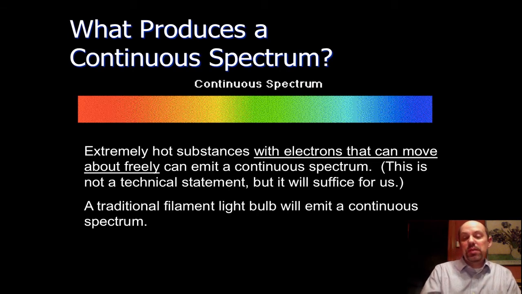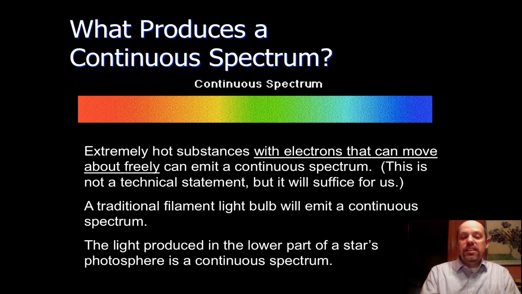The other place where we would see this pattern is the lower part of a star's photosphere. Now, if you haven't already done the work taking notes on layers of the sun, you don't quite know what the photosphere is right now. So you might want to go do that work, but if you don't, for now, the photosphere is one of the layers of the sun, and that's where the light of the sun comes from. That's where the word photo comes from.